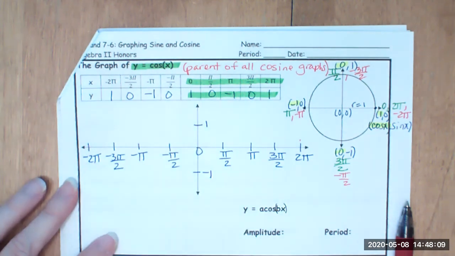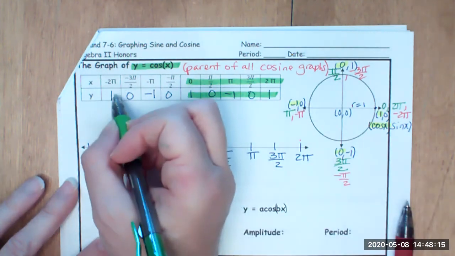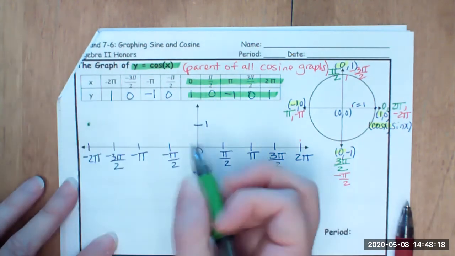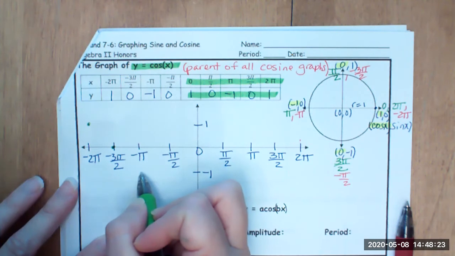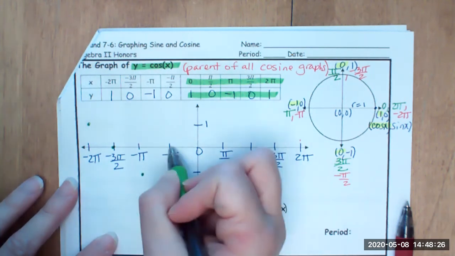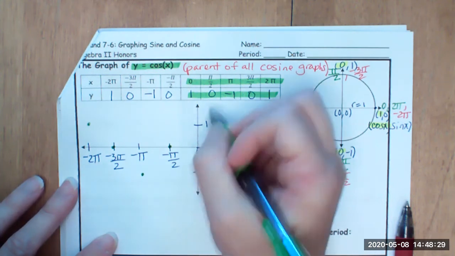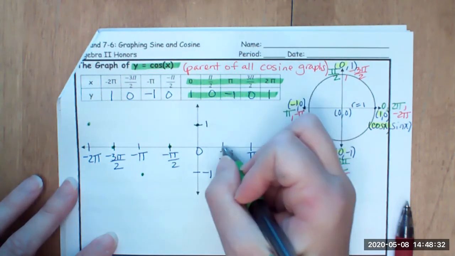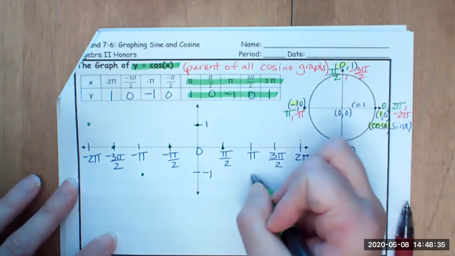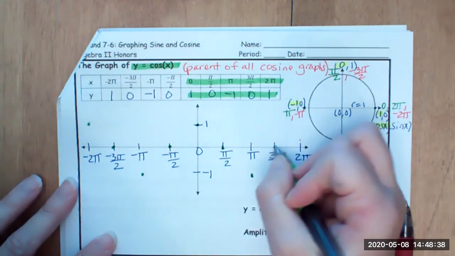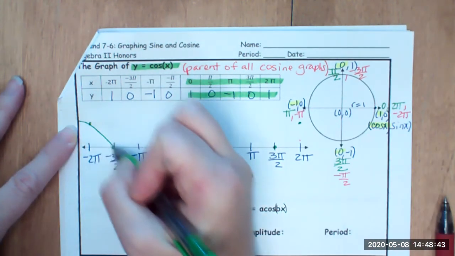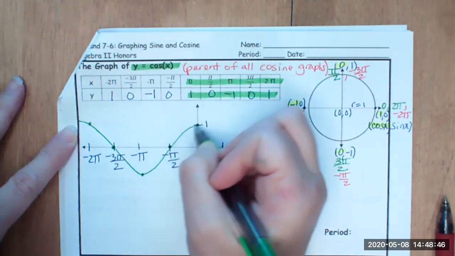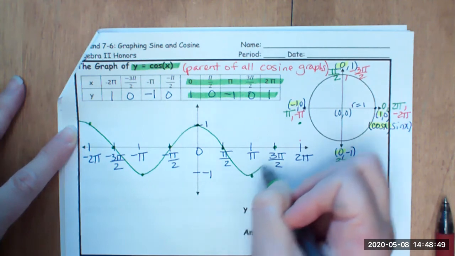Okay? And we will sketch the curve. So we've got negative 2 pi will be at 1. At negative 3 pi over 2 will be at 0. At negative pi will be at -1. At negative pi over 2 will be at 0. At 0 will be at 1. Pi over 2, 0. Pi, -1. 3 pi over 2, 0. 2 pi, 1. Okay? And here we go.